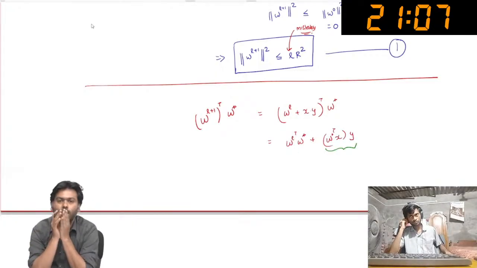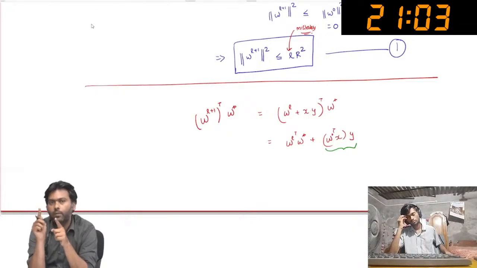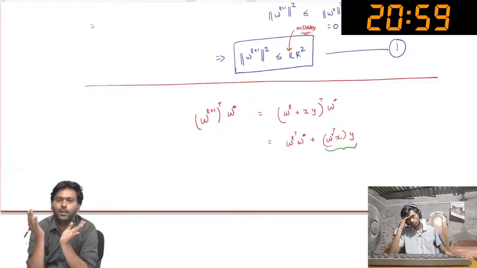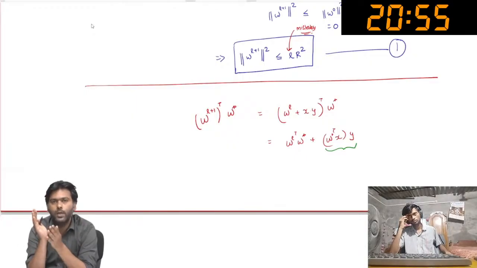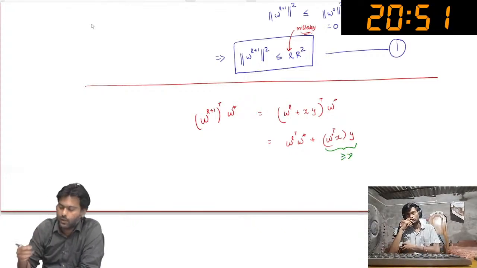Now, what can I say about W star transpose X into Y? Well, W star transpose X is the dot product that W star, the optimal W, makes with respect to my X, and then I'm multiplying it with a label. Now, what is the property of the optimal W? The optimal W, in fact, separates my data set with gamma margin, which means, by definition, W star transpose X into Y should be at least gamma, right? So this guy is greater than or equal to gamma, where gamma is some positive quantity. This is an assumption that we have already made, right? So that's the property of W star.